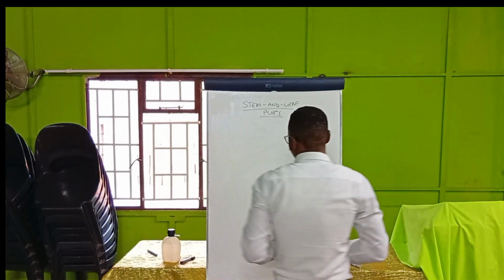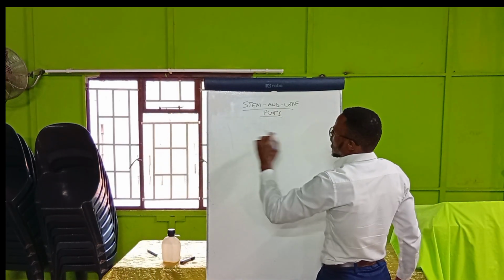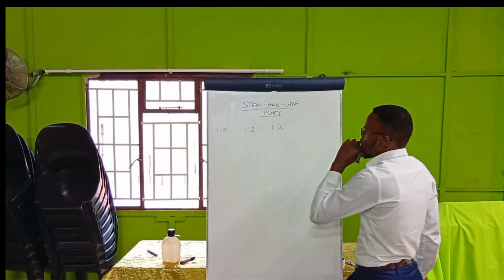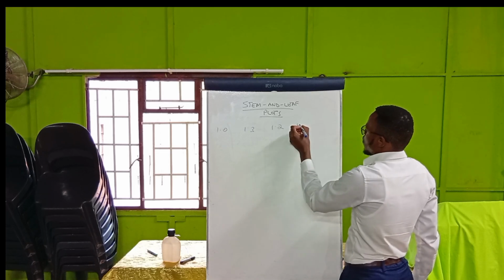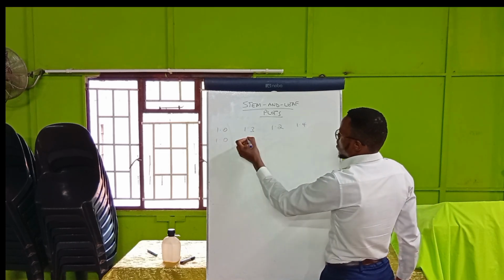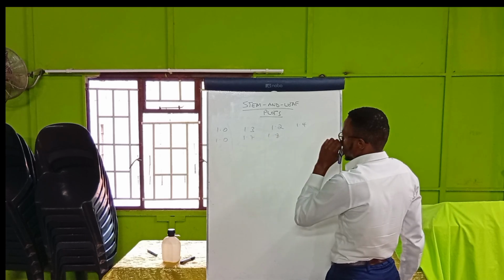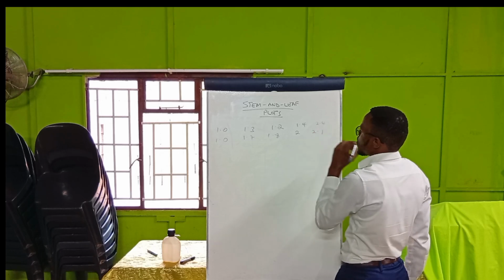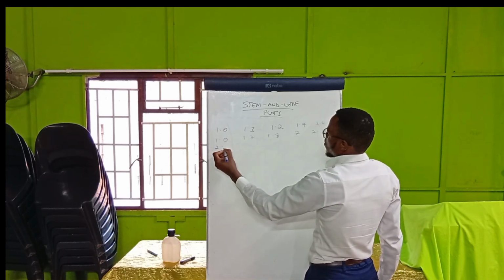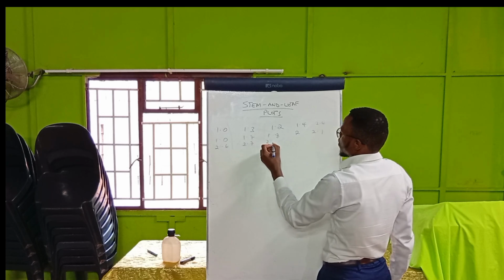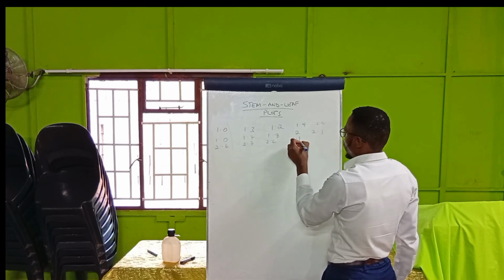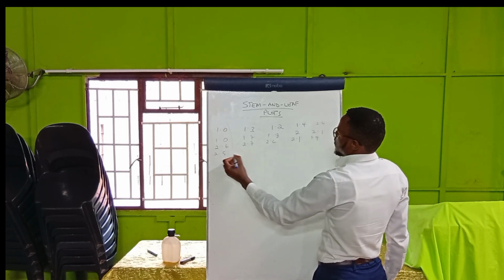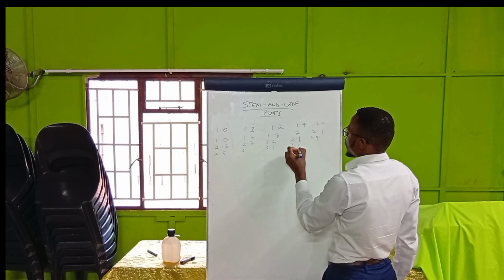So let's say we're given these numbers: 1.0, 1.3, 1.2, 1.4, 1.0, 1.7, 1.8, and then 2, 2.4, 2.1, 2.6, 2.7, 2.6, 2.1, 1.4, 2.5, 3, 3.1, 3.1, 3.2.